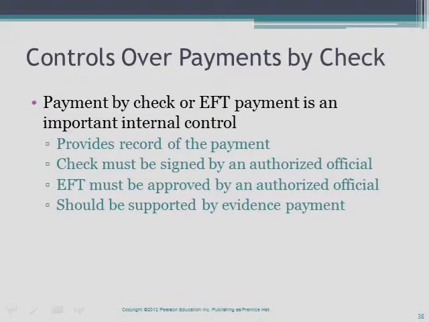Companies make most payments by check or electronic funds transfer. There should be good separation, or segregation, of duties between operations and writing checks or authorizing EFTs for cash payments. Payment by check or EFT is an important internal control. The check or EFT payment provides a record of the payment. The check must be signed by an official. The EFT must be approved by an authorized official. Before signing the check or authorizing the EFT, the official should study the evidence supporting the payment. So certain types of satisfactory evidence that a payment is legitimate would be invoices, purchase orders, receiving reports, also known as packing slips, contracts, or approved payment vouchers.